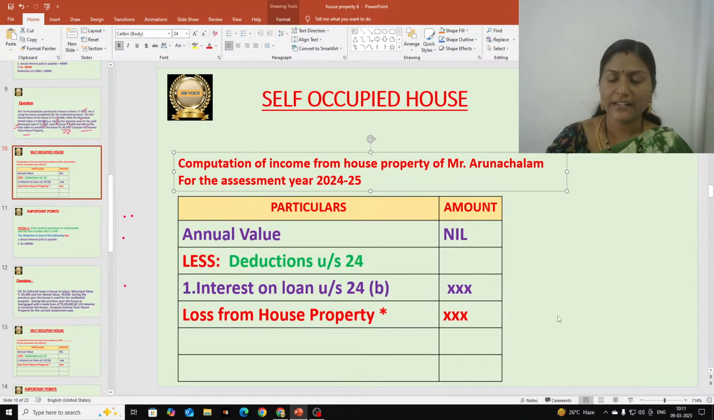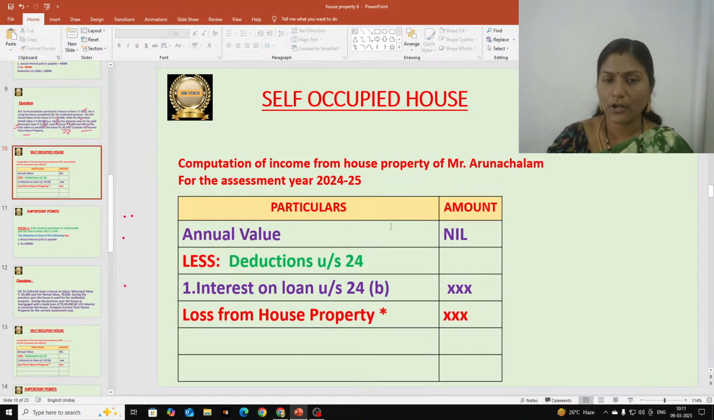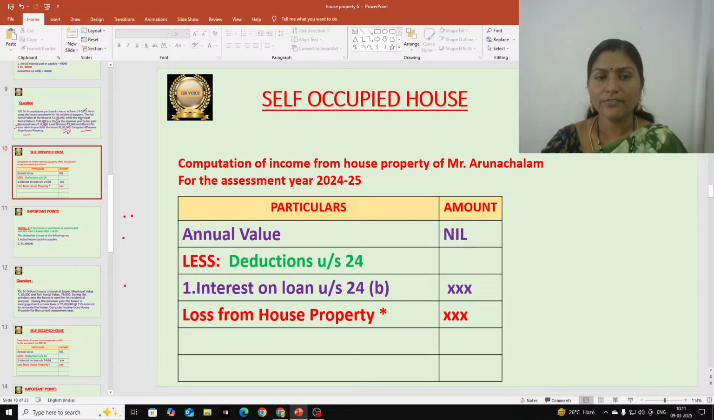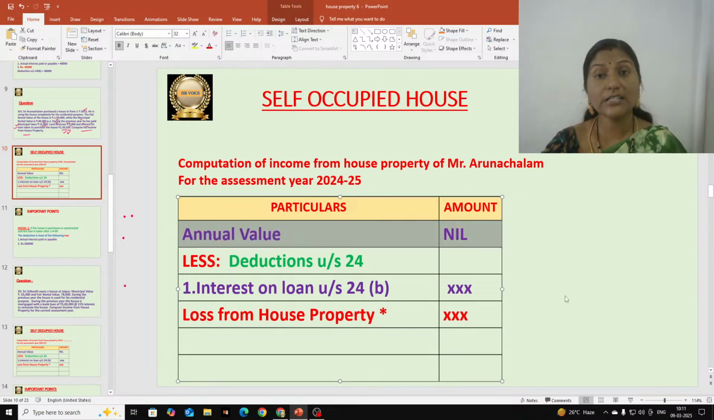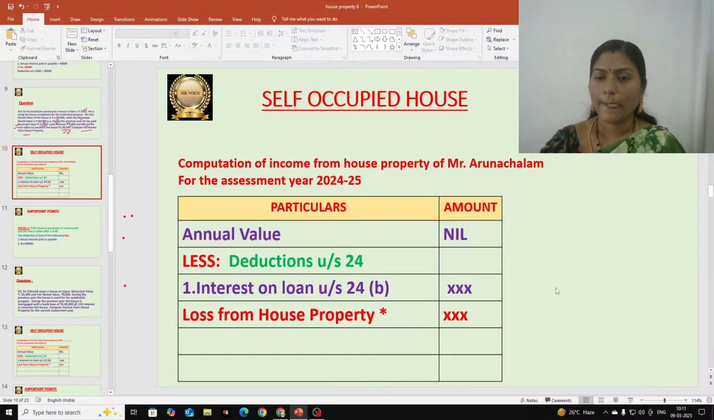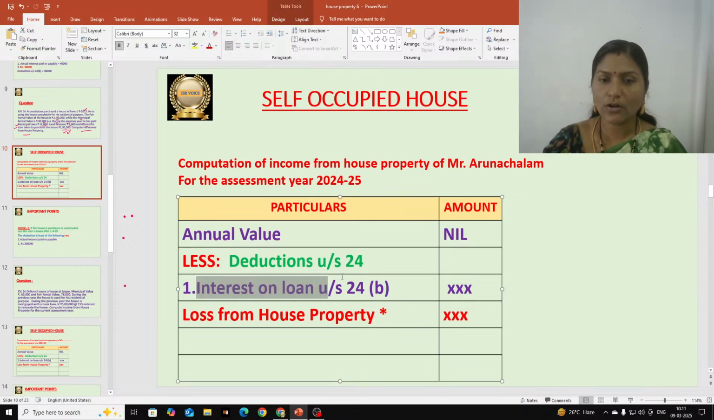Okay, and next always we should draw columns. Particulars, amount, already it is ready. And always first item is annual value, students. Annual value is how much? Always it is nil. For self-occupied houses always it is nil. Okay, and next deductions. Less deductions under section 24. How many deductions we have? Only one deduction, that is interest on loan under section 24 subsection B. So only one deduction is available.